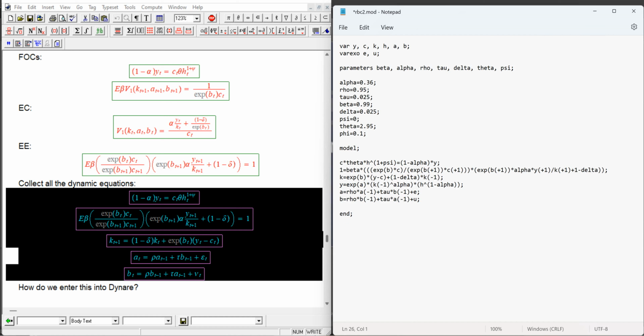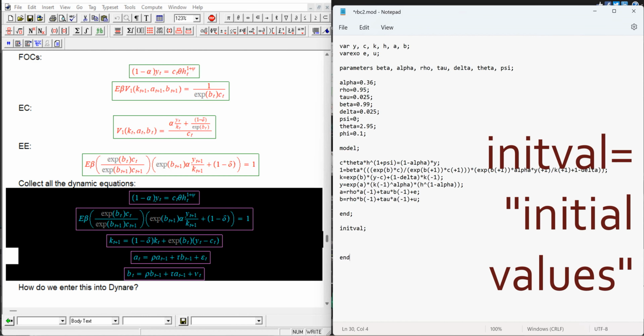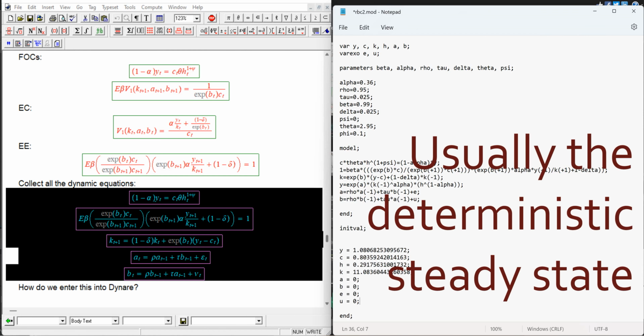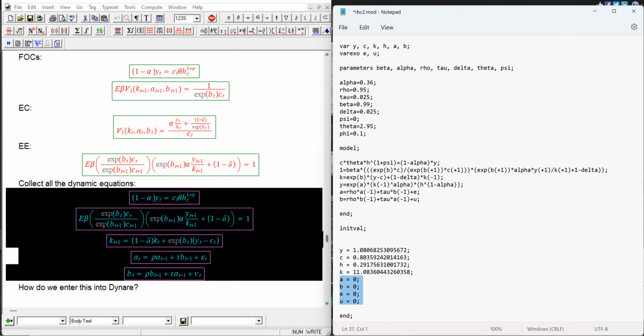The next thing we need to do is give Matlab some initial values to start with so that it can compute the initial condition from which its simulation is going to go. So that section we're going to call initval. It also is going to have an end. I'm just going to paste in some initial conditions, which are going to be the steady state values for these variables. Notice the steady state value for all the shocks is 0. We're talking about the deterministic steady state.